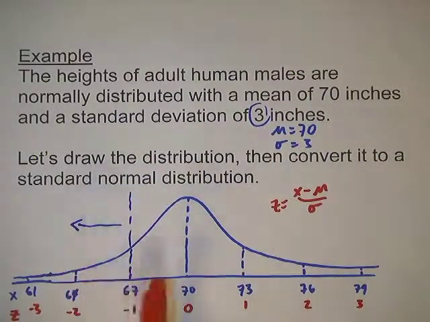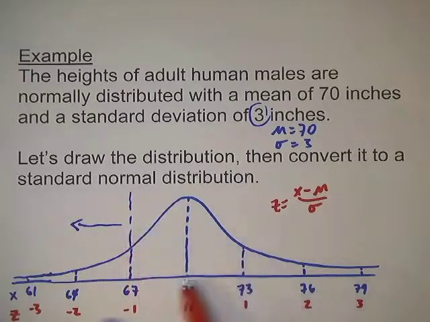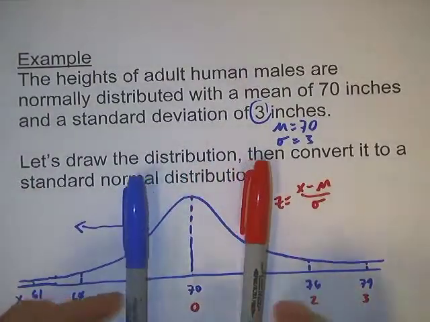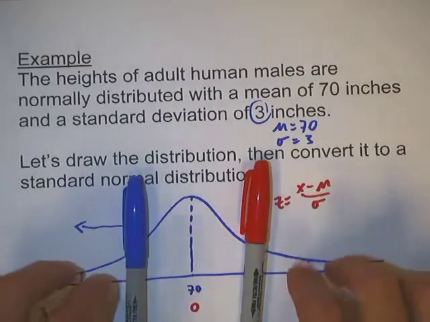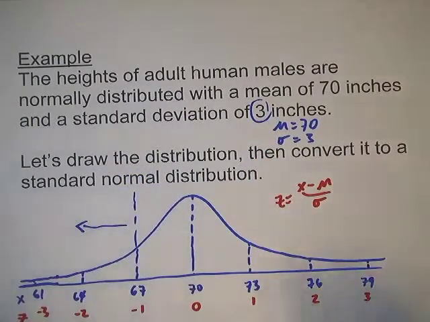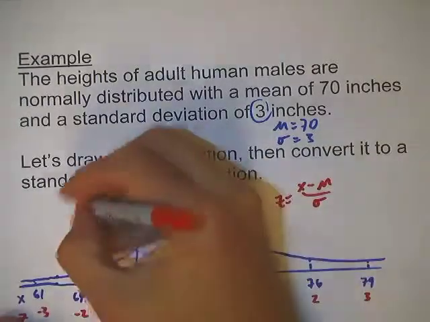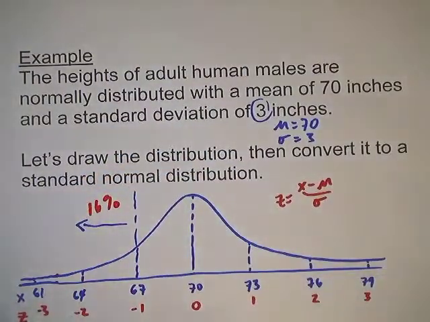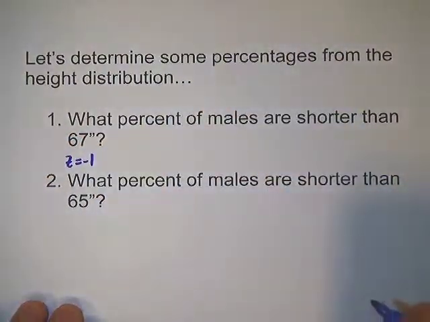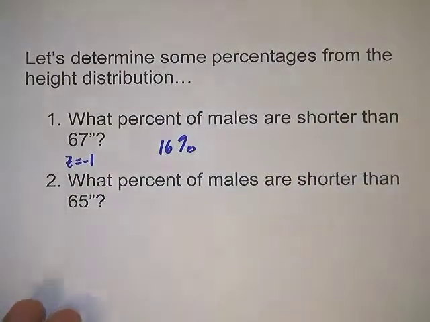If we think about the empirical rule, it tells us 68% of the data is within one standard deviation. So if 68% of the data are between these two values, that means 32% of the data have to be split between these two tails. Since the distribution is symmetric, 16% would be on this tail, 16% would be on this tail. So the answer to that question would be 16%, using that 68, 95, 99.7 rule. So to answer this question, we know that z was equal to negative 1, and the percent was 16%.